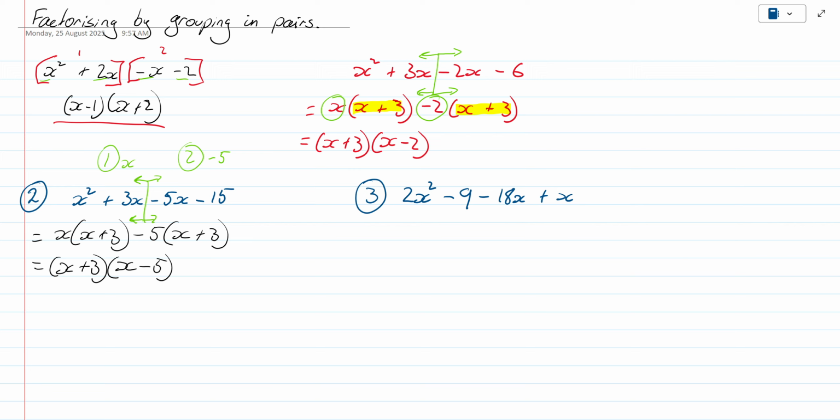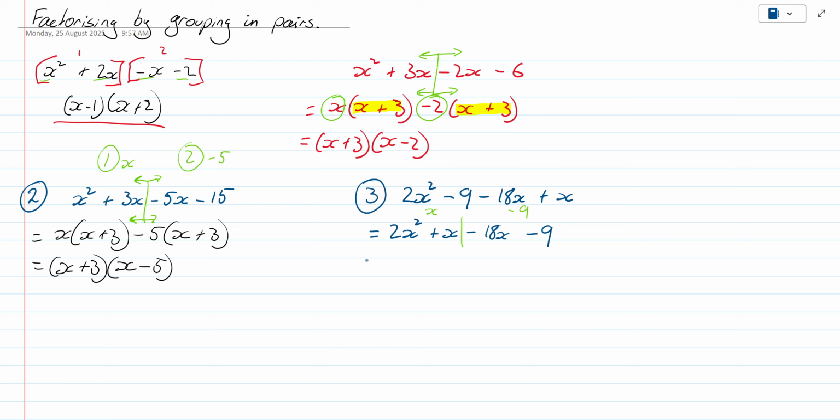So we're going to rearrange this. The common term between 2x squared and the rest of the terms is just going to be x, because then I'm able to factorize negative 9 and negative 18x quite easily. So my next line of working, I'm just going to rearrange it. So we have 2x squared plus x minus 18x minus 9. And now that's in a form where I'm able to easily factorize it. So the common factor between 2x squared and x is just going to be x. The common factor between negative 18x and negative 9 is going to be negative 9.